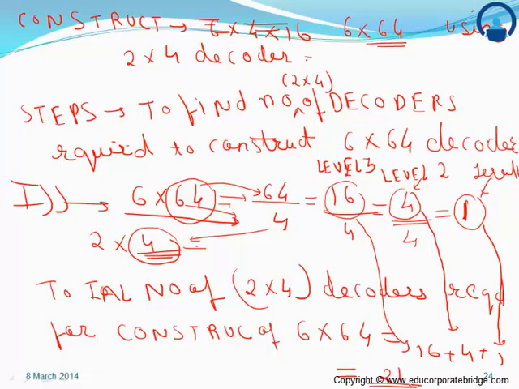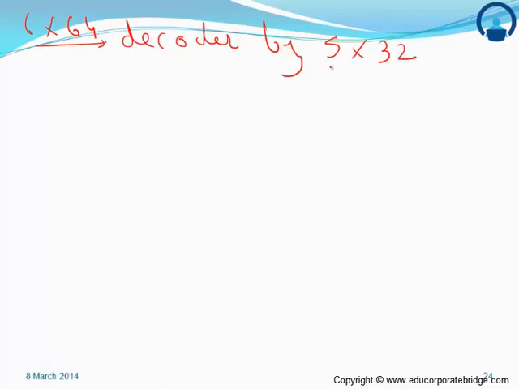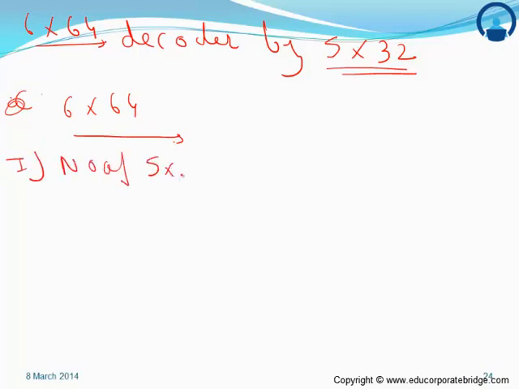Similarly, we can construct various kinds of decoders. That is, we can also construct a 6 cross 64 decoder using 5 cross 32. Let's work on one simple example to construct 6 cross 64 by 5 cross 32. Step 1: to find the number of 5 cross 32 decoders required.